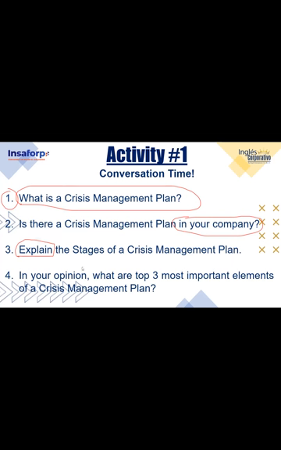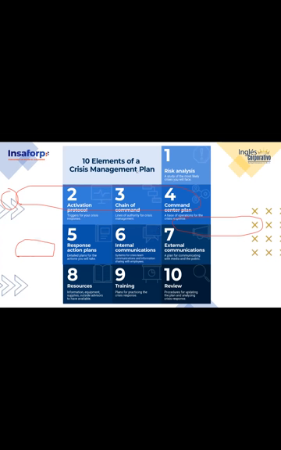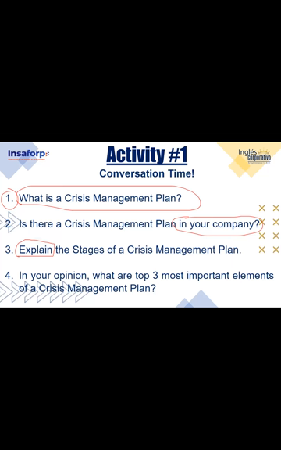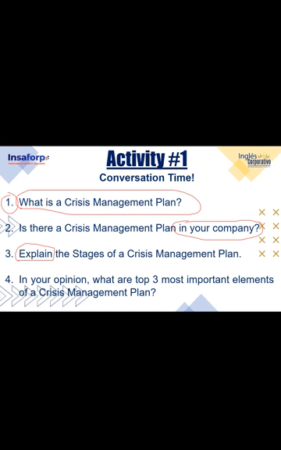And then in number four, again, you're going to be giving a personal opinion. What are the top three most important elements of a crisis plan? Those elements are the ones you can see on the screen right now. They are 10, but you are going to select the top three, the three most important ones in your opinion, okay? Is it clear? Clear. Excellent. So let me see if you have the questions here. The activity is there.